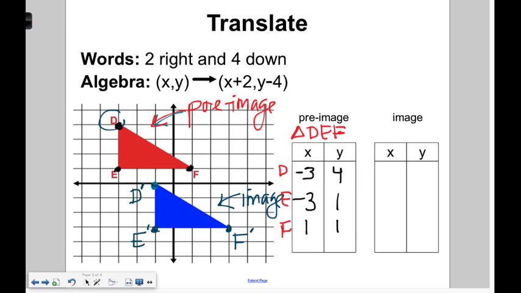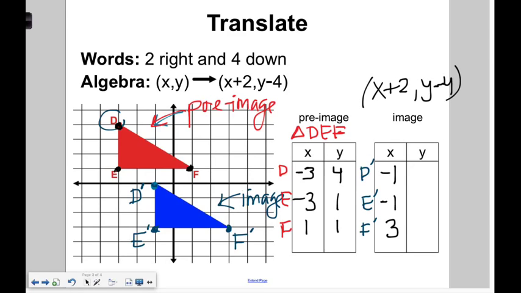Now for our image, what we're going to do is we're not going to copy them off the picture. I want to use the algebra because there are times where you'll need to be able to do that. So let's take a look at this with algebra. X plus 2, y minus 4. So for my x values, I'm going to add 2 to each x value and subtract 4 from each y value. So negative 3 plus 2 is negative 1. Negative 3 plus 2 is negative 1. 1 plus 2 is 3. 4 minus 4 is 0. 1 minus 4 is negative 3. 1 minus 4 is negative 3.